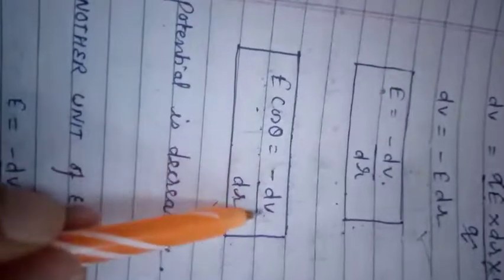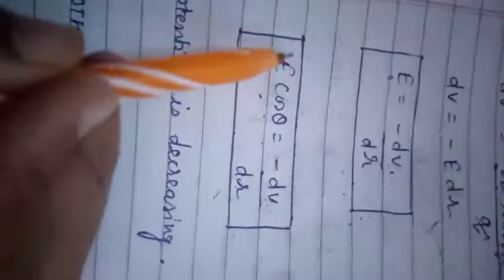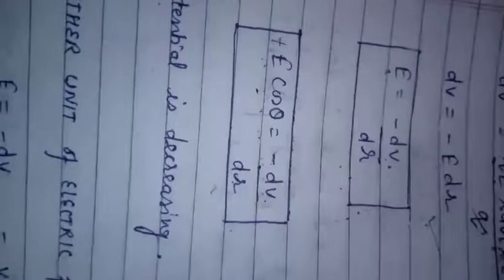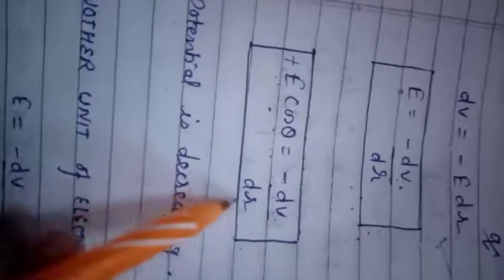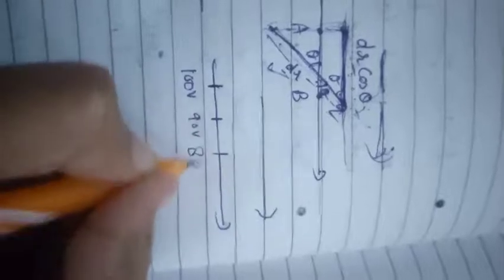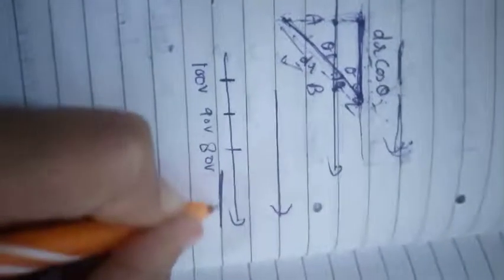Now see, I have written one thing here. Potential is decreasing. You can see the minus sign here. Minus sign means potential is decreasing, and this E is of positive sign, which means in the direction of electric field the potential is decreasing. Suppose this is the direction of electric field, so at this point if potential is 100 volts, at this point it will be 90, at this point it will be 80, and it will go on decreasing in the direction of electric field. This minus sign represents this.